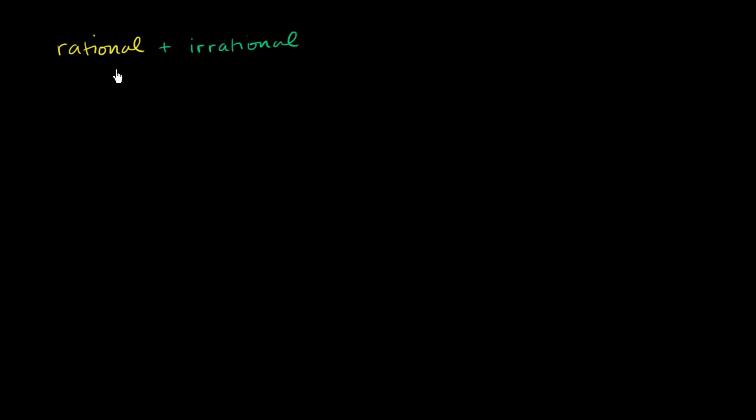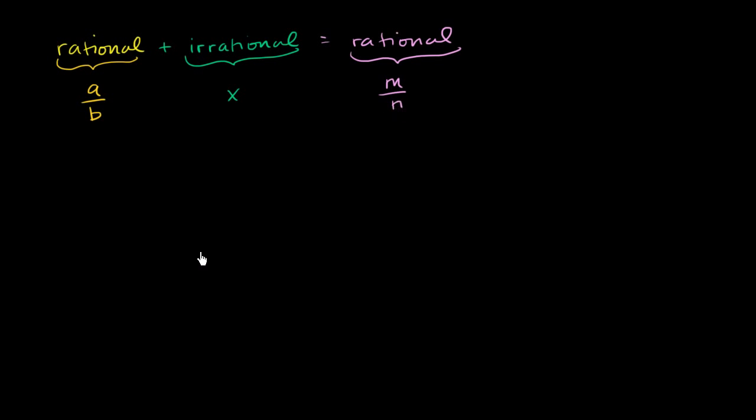Well, to think about this, let's just assume it's going to be rational and then see if this leads to any form of contradiction. So let's assume that this is going to give us a rational number. Let's say that this first rational number we can represent as the ratio of two integers, a and b. Let's call this irrational number x. And their sum gives us another rational number. Let's express that as the ratio of two other integers, m and n.